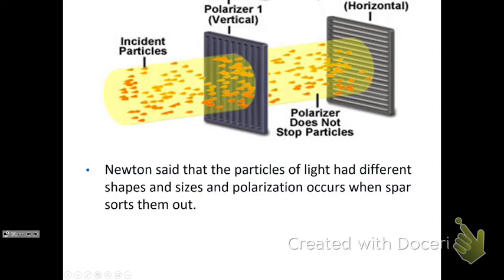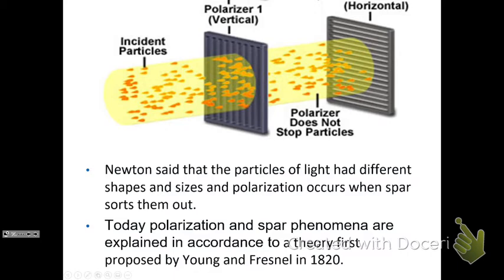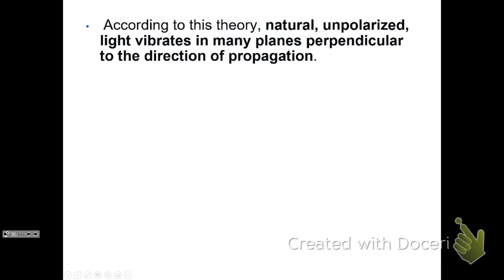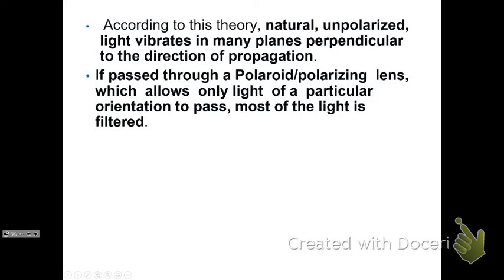Okay, so today polarization and spar phenomena are explained in accordance to a theory first proposed by Young and Fresnel in 1820. According to that theory, some natural unpolarized light will vibrate in many planes, right? So light coming from the sun is not all going to be in phase. Some of it's going to be at different points along its wavelength than another. They're not all arranged in a neat manner, so it's just coming at us in every direction, right?